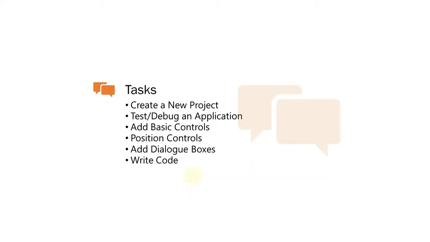These are the tasks that we are going to do. The tutorial will go through the following tasks. First is to create a new project. After that, we will test or debug a simple blank application, which is the default application. Then we will add some basic controls like a checkbox and buttons to the form, and position those controls on the form using some layouts. After that, we will add some dialog boxes, like open a file or color.